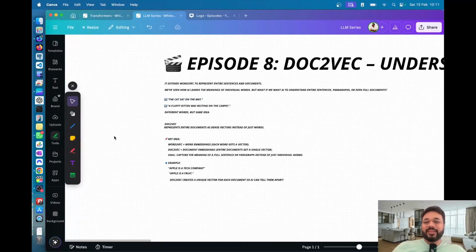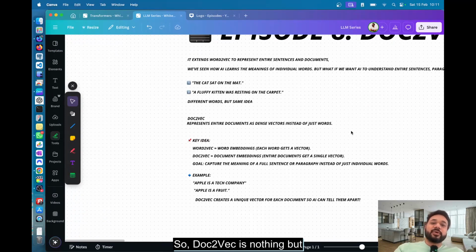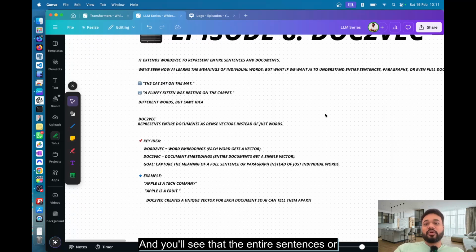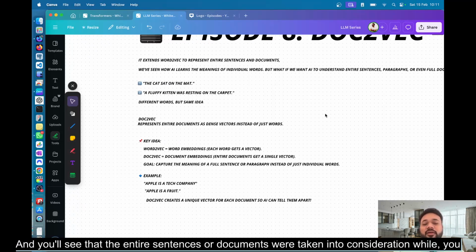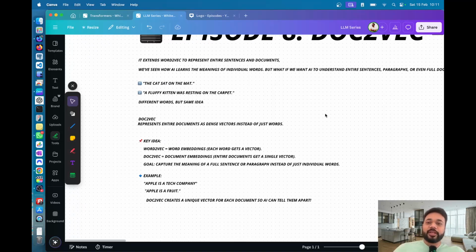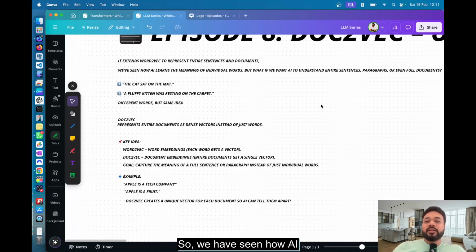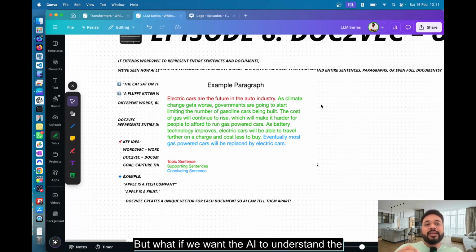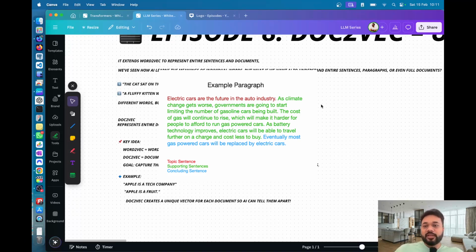So let's get started. Doc2Vec is nothing but an extension of Word2Vec itself, right? You'll see that entire sentences or documents were taken into consideration while developing this kind of embedding. We have seen how AI learns the meanings of individual words. But what if we want the AI to understand entire sentences, paragraphs, or even documents, right?